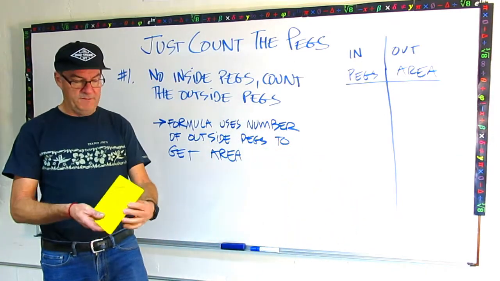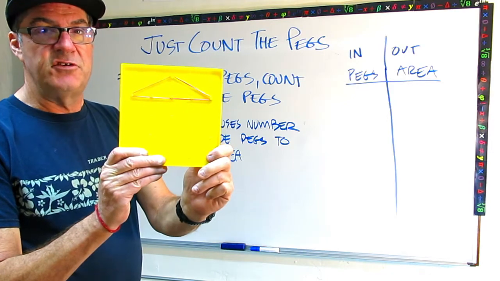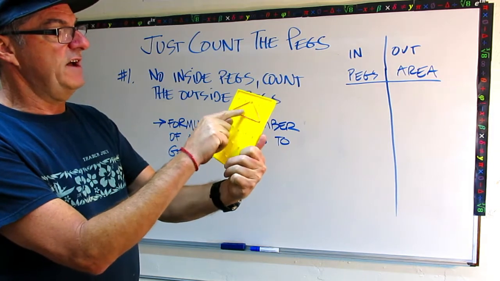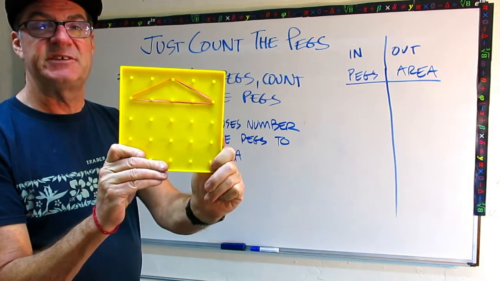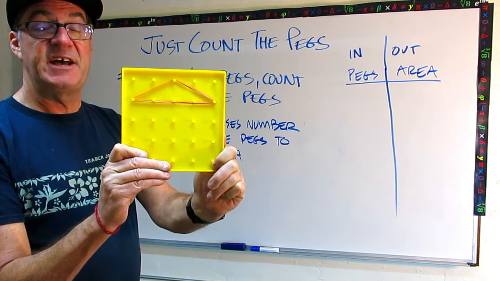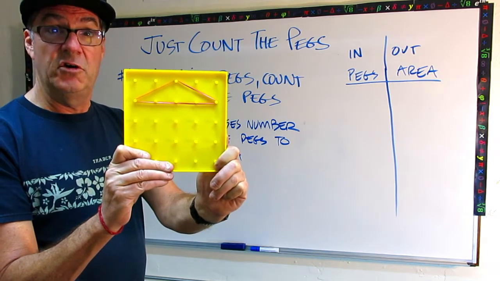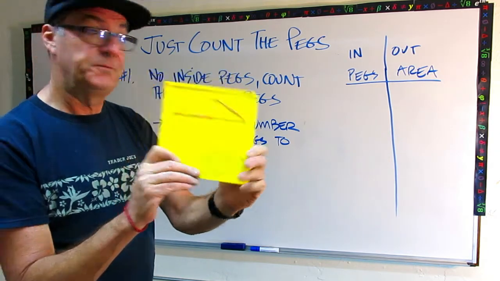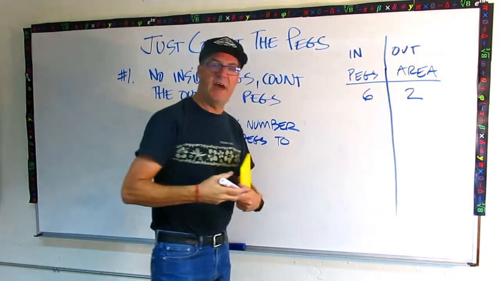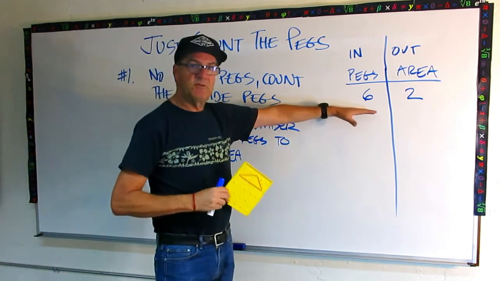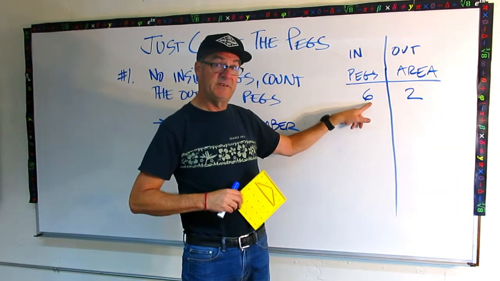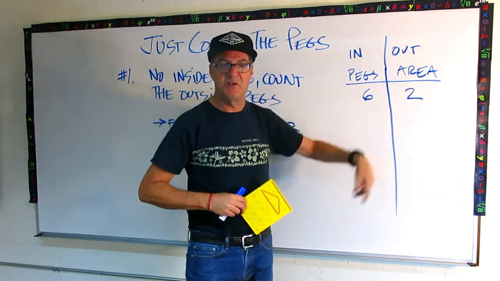Okay, so here's one. This figure has no inside pegs, and if we count up the outside, we get 1, 2, 3, 4, 5, 6. So there's 6 outside pegs on there. And then take a look at the area of that. If you stare at that, you'll see that that has an area of 2. Okay, so 6 outside pegs, area of 2. Like that. Okay, and so what you do is you create another figure and another figure and another figure, and you're going to see the number of pegs on the outside and then the area. Okay, so let's do another figure.